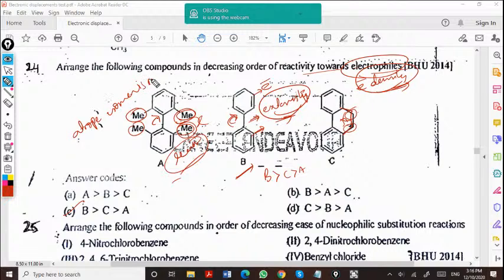Because of the restricted rotation, it is going to give two different isomers. Okay, two different isomers, they are chiral also, so that kind of isomerism is called atropisomerism.